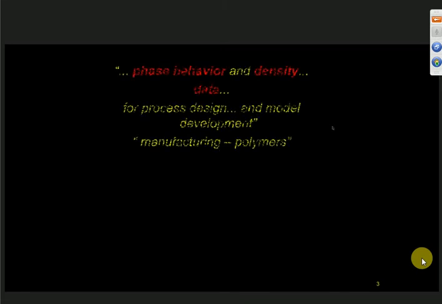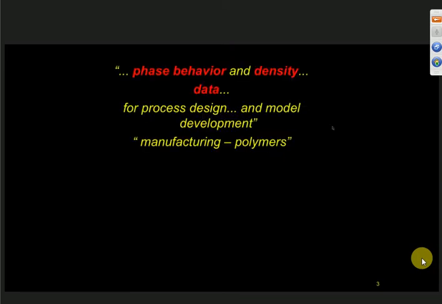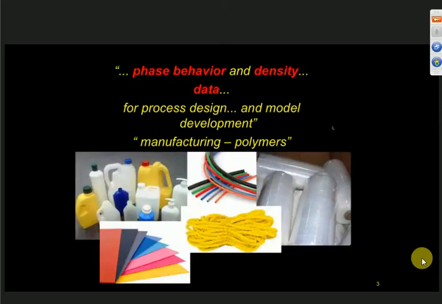So why do we need this phase behavior and density data? These kinds of studies and the information are really important for process design as well as for model development, especially process design, I mean the manufacturing of polymers and pharmaceuticals.